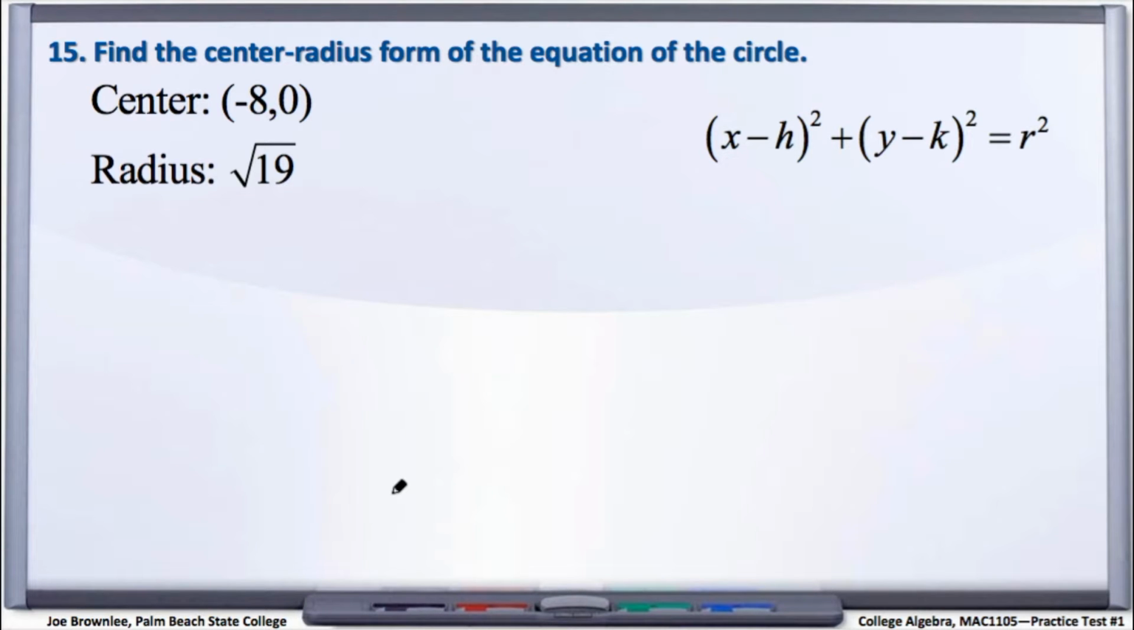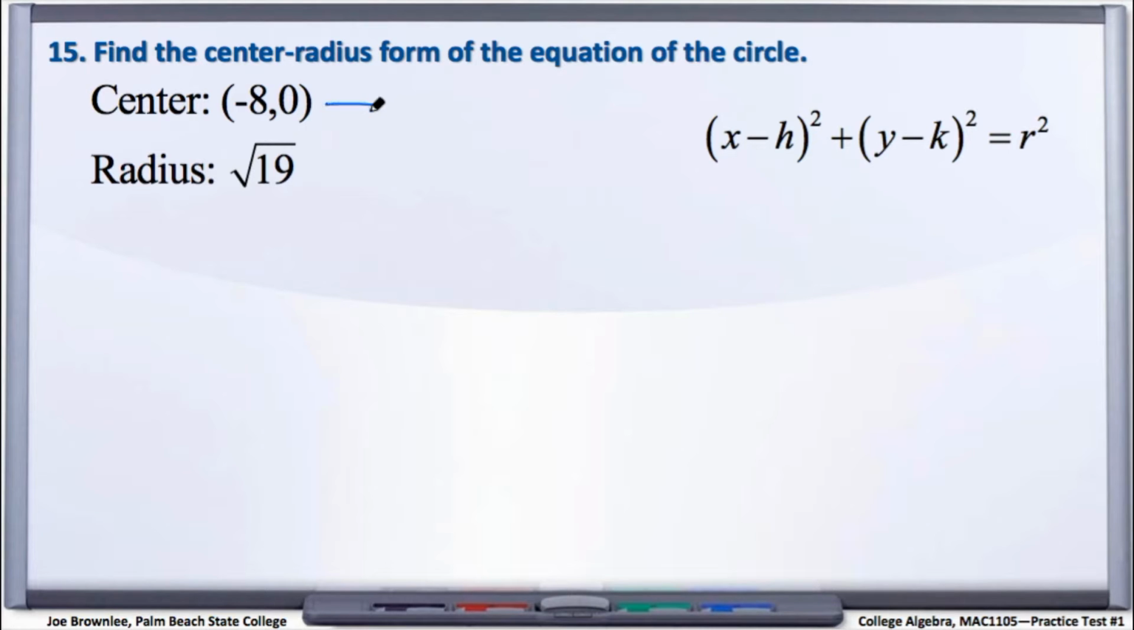Question number 15. Find the center radius form of the equation of the circle. And I went ahead and put the center radius form over here to the right. The information we've been given that we are to put into center radius form is of a circle centered at -8, 0 that has a radius of the square root of 19.